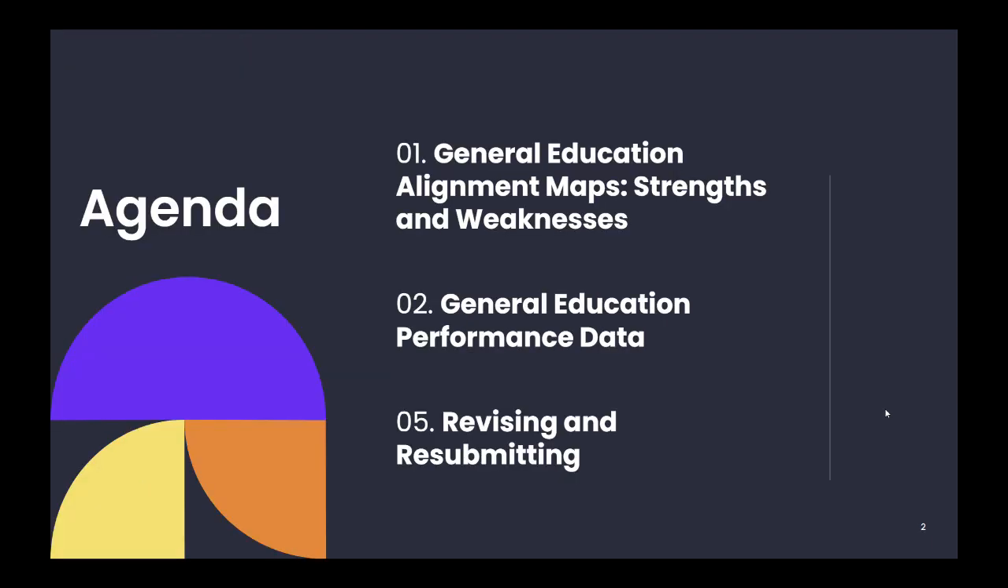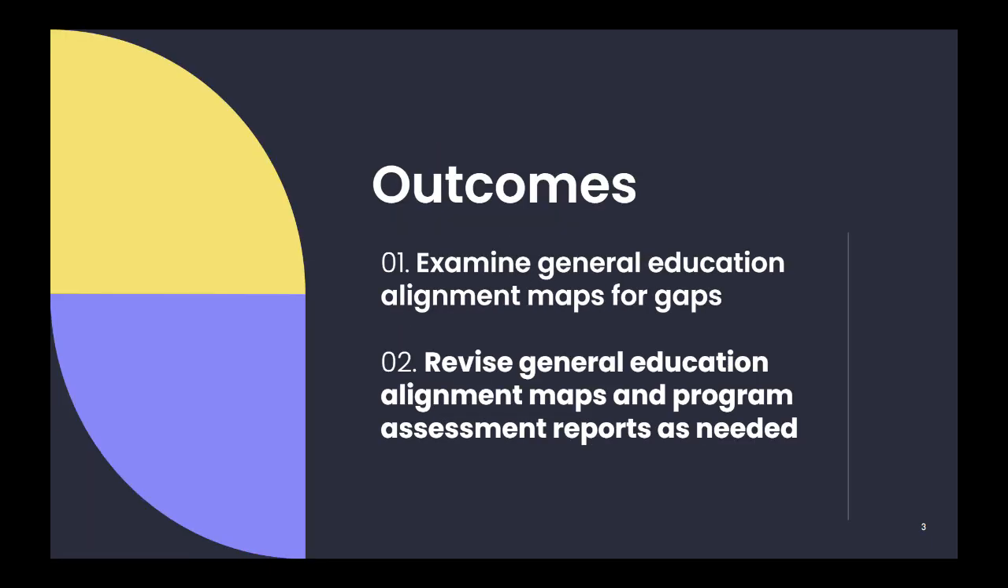So the agenda for this session is as follows. We're going to be going over gen ed alignment maps, strengths and weaknesses, talking about general education performance data, and then finally our revise and resubmit campaign, launching this August 2026, concluding at the end of September 2026. So if you are missing some of that general education student performance data, you do have the opportunity to revise your assessment report and send a stronger one. In fact, we highly encourage it. So let's go ahead and jump right into it.